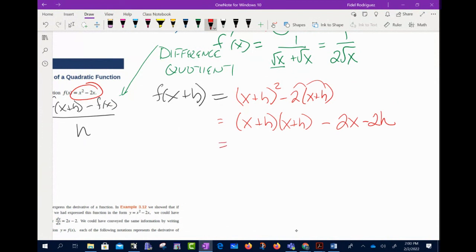All right, let's go ahead and FOIL this guy out right here. So x and x, that's going to leave me with an x squared. X times h is just an xh. H times x is still an xh. And h and h is an h squared.